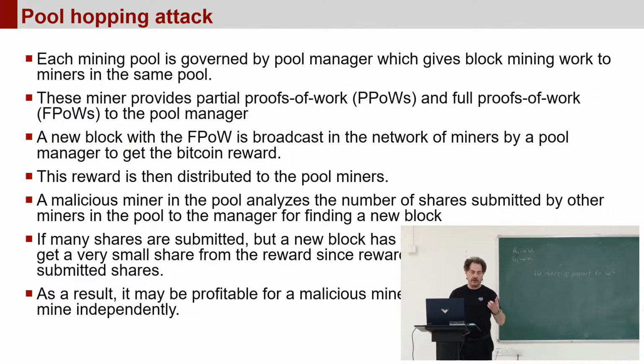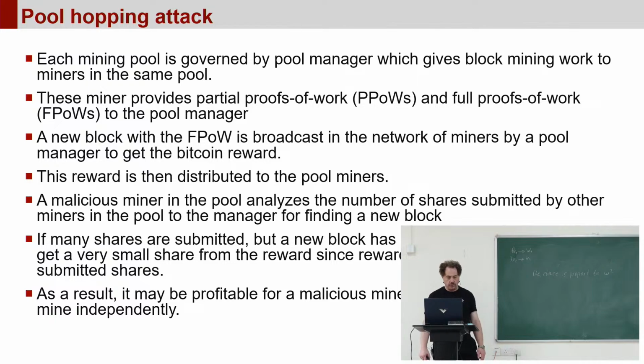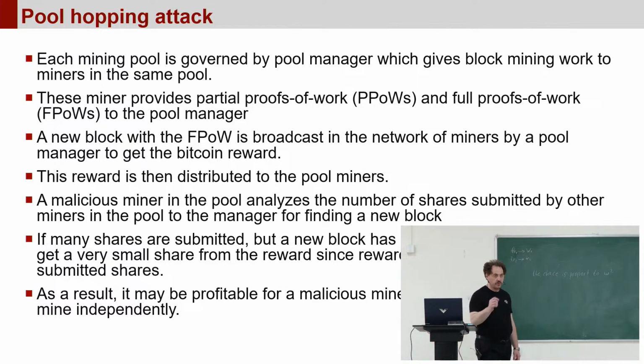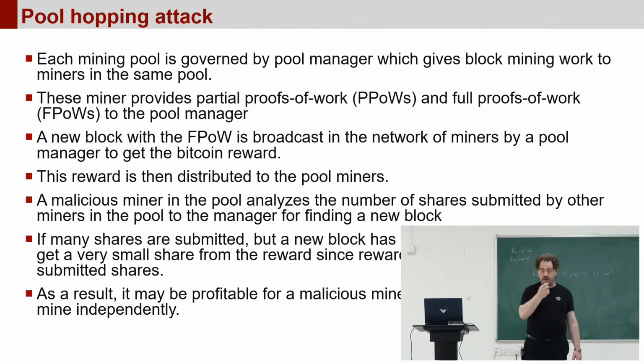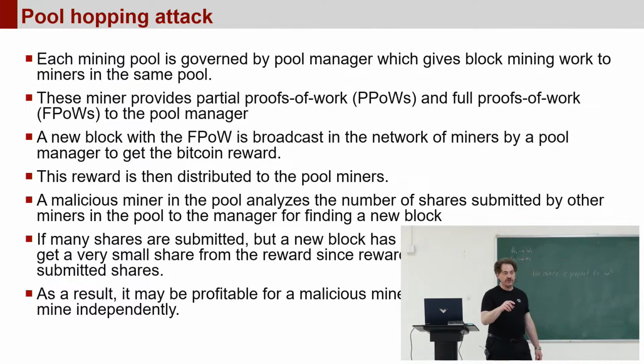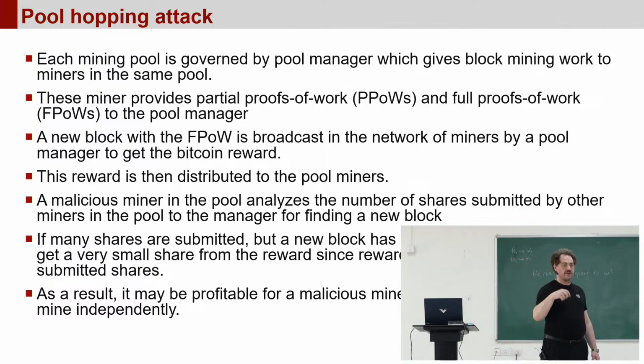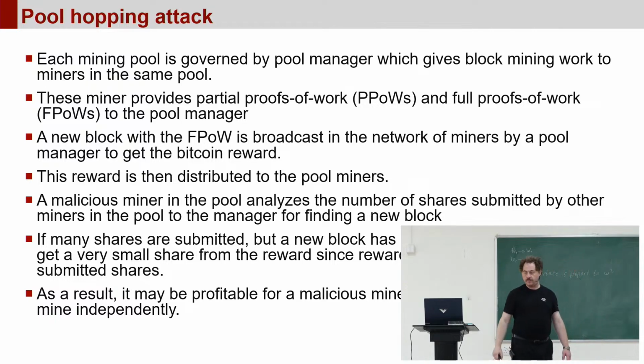Okay, then how does the pool hopping attack work? A malicious miner in the pool analyzes the number of shares submitted by other miners in the pool to the manager for finding a new block. So we assume that a malicious miner is able to watch the network, which is possible in some of the pools, and see how many attempts have been submitted to the manager. However, those attempts are submitted not necessarily with the solution. They could be submitted as a proof that the miners do some work in order to get the shares.